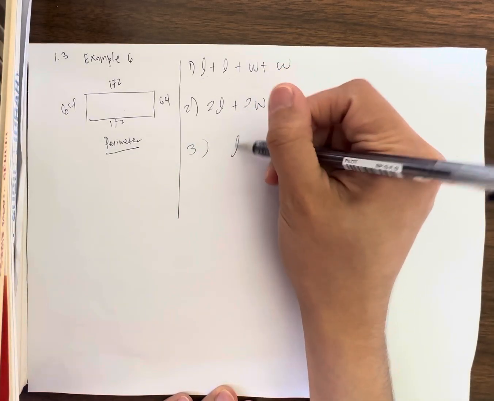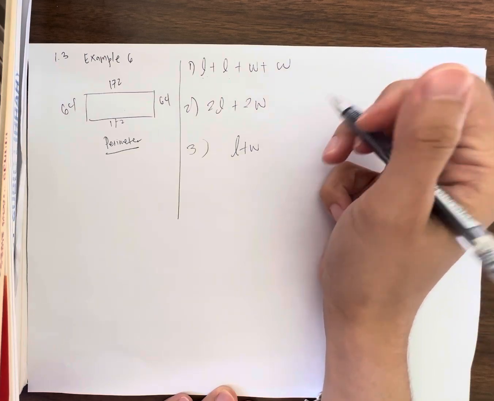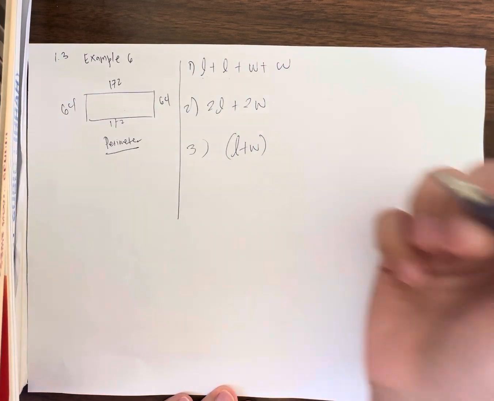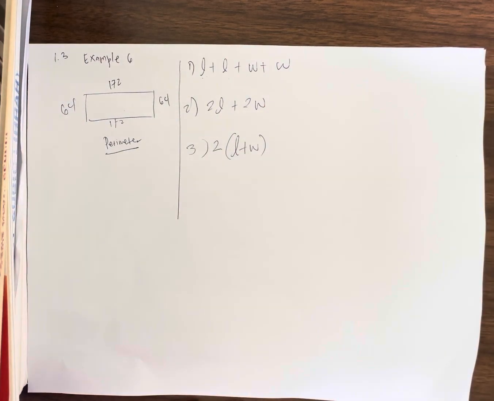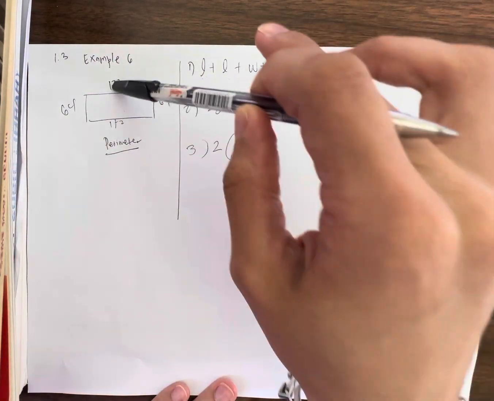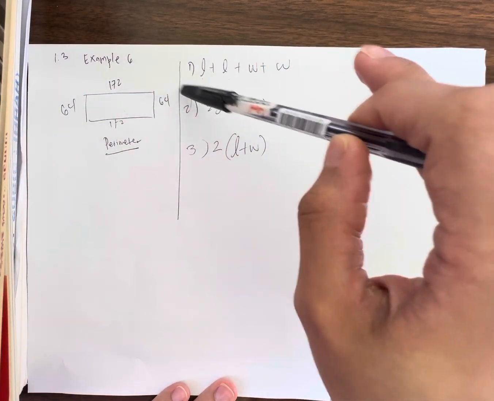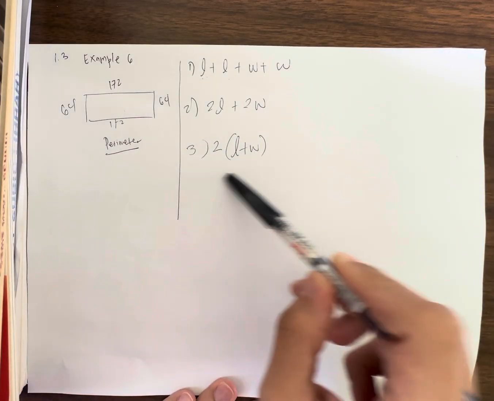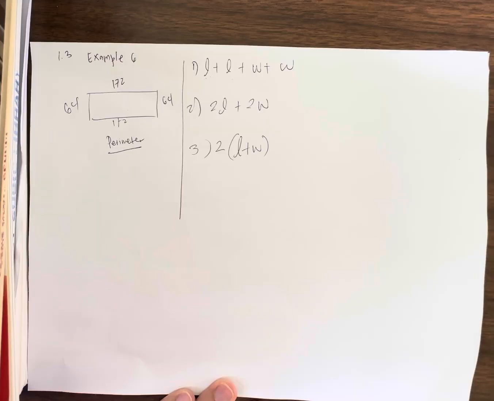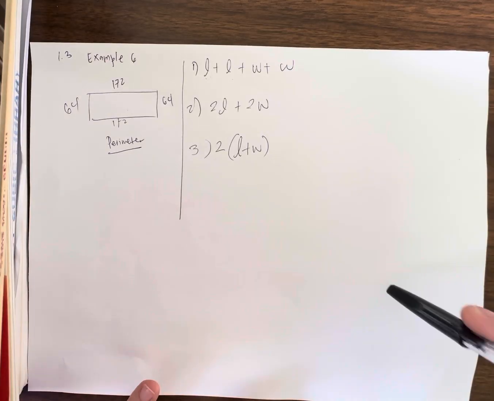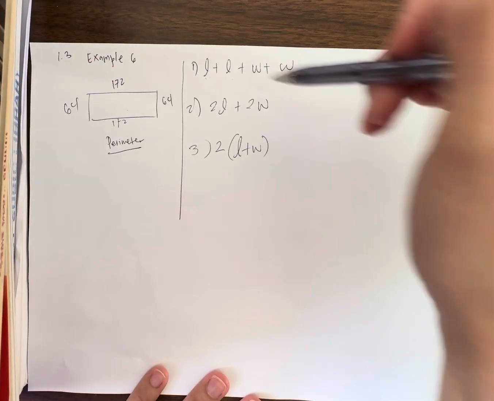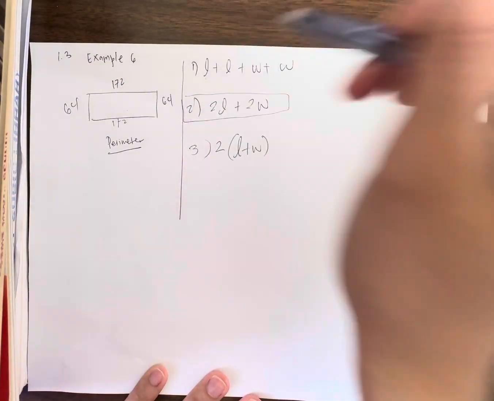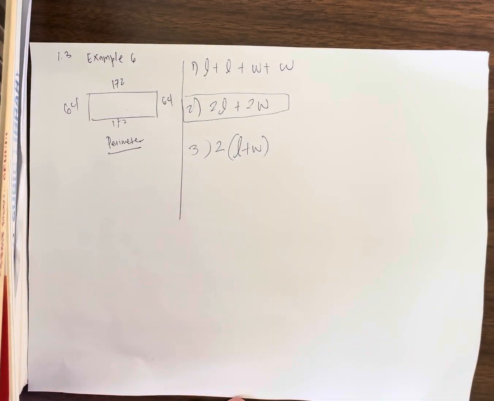Or I think this is how your book shows it. You could be adding the length and the width together first, and then multiply that entire quantity by 2 because you just have two pairs of the same thing. So your book, I believe, uses this one. Regardless of what you use, you should be getting the same answer. I will just use the second one. You can test out the first one for practice if you have time.